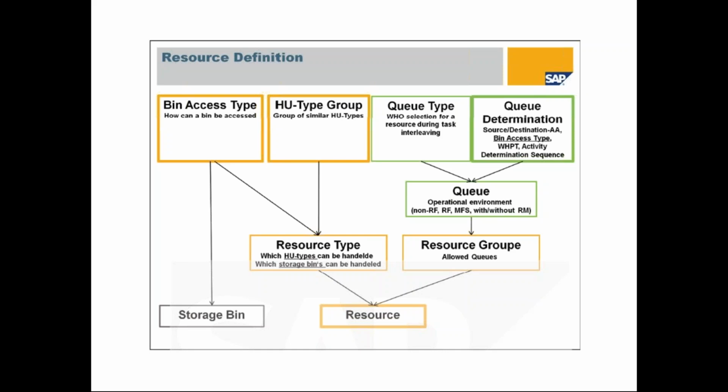With reference to bin access type, I generate the queues. One queue assigned for forklift, respective queue, another queue assigned for the resource, like bin access type. This we have seen during the storage bin generation. Bin type, bin access type, two are there.